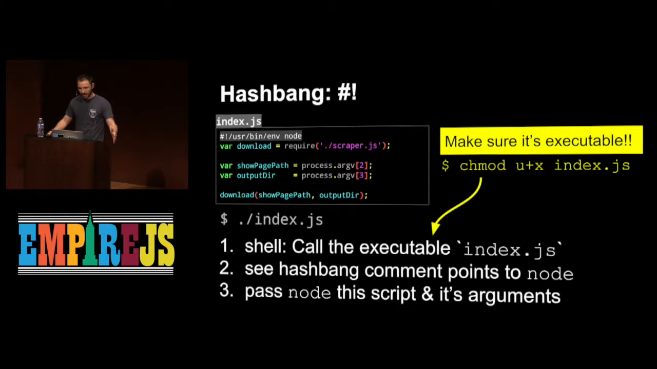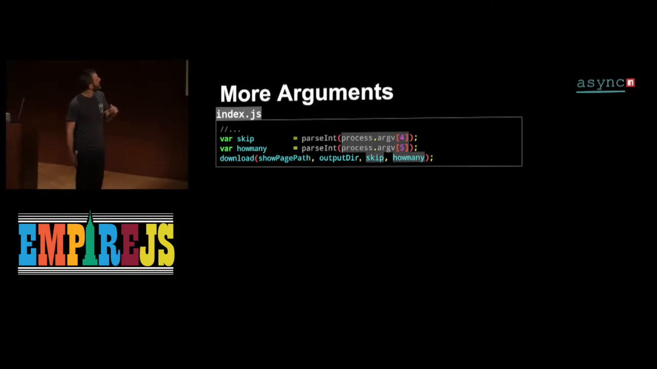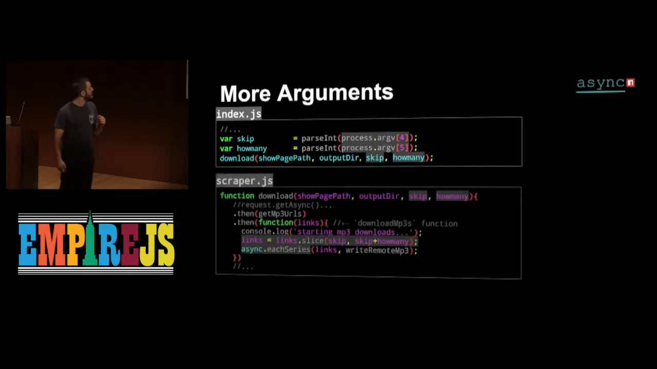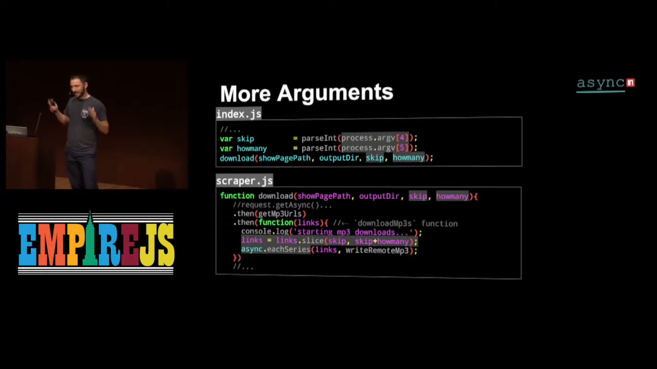So this is better. Now we can call index.js directly, but it still downloads every single show starting from episode 1. It'd be a lot better if we could pick how many to download and where in the list to start. So we're going to add a couple more arguments here. For lack of a better name, skip and how many. And we are going to alter our download method here, so when it gets the list of all the MP3 links, it slices it down to how many we actually want to download.